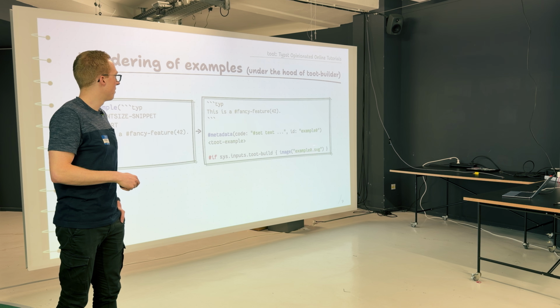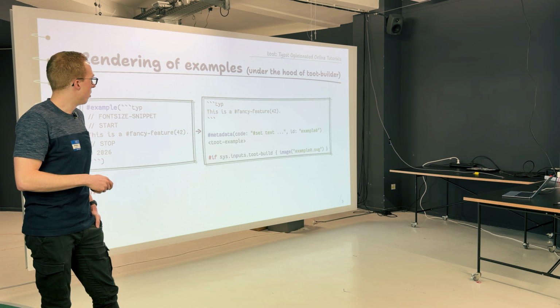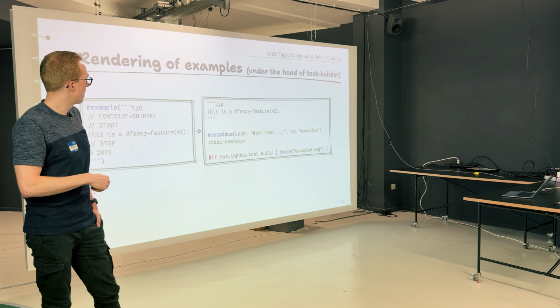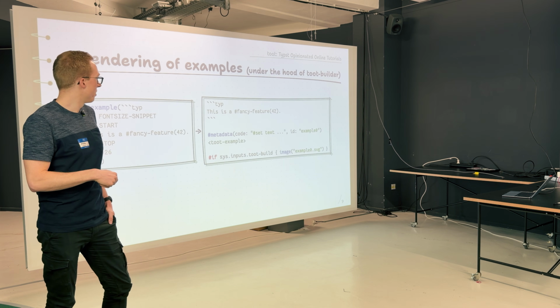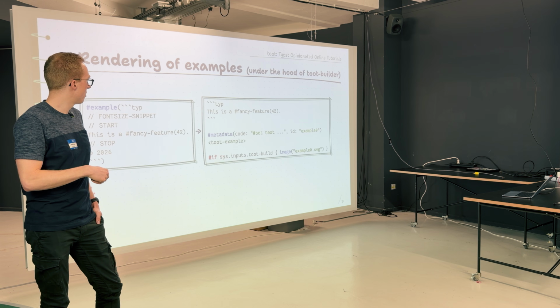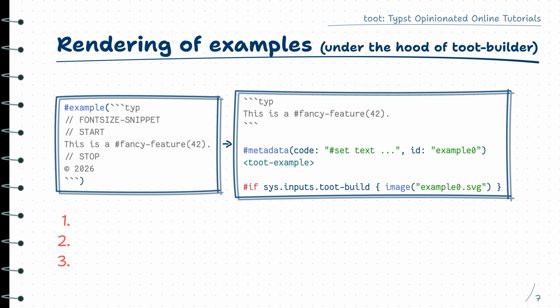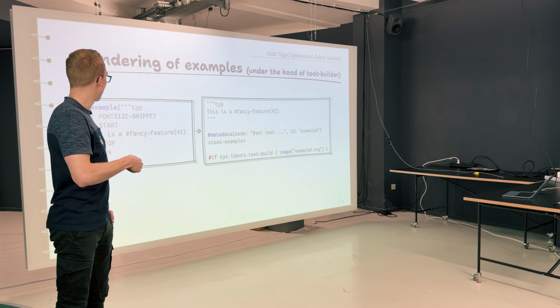So that's the metadata. And then, of course, we want to show the actual image that's supposed to be displayed. But the issue is this file doesn't exist yet, right? I mean, we have to render it first. So we can only show this if we are in some special, let's say, build mode that we activate using this toot build flag. And for those of you who haven't seen this before, sysinputs is a very handy way to provide CLI arguments to the Typst CLI, and via sysinputs you can read those arguments.